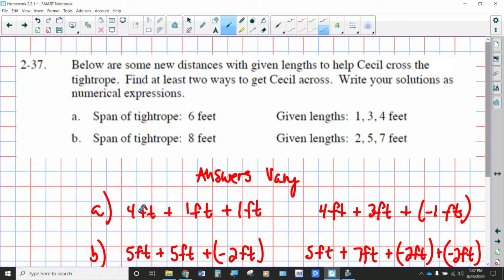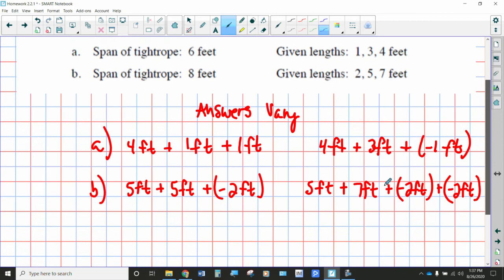You could just do 1 step of 4 feet and 2 steps of 1, or since the rules of Cecil allow you to go past the tightrope and then back your way back to the end point, here 4 plus 3 is 7, and then you have to back up 1 foot to get to the 6 feet mark. So go ahead and take a look and see what I have in there. You probably have something completely different because there are an infinite number of combinations that you could use for these different steps to get any given length.